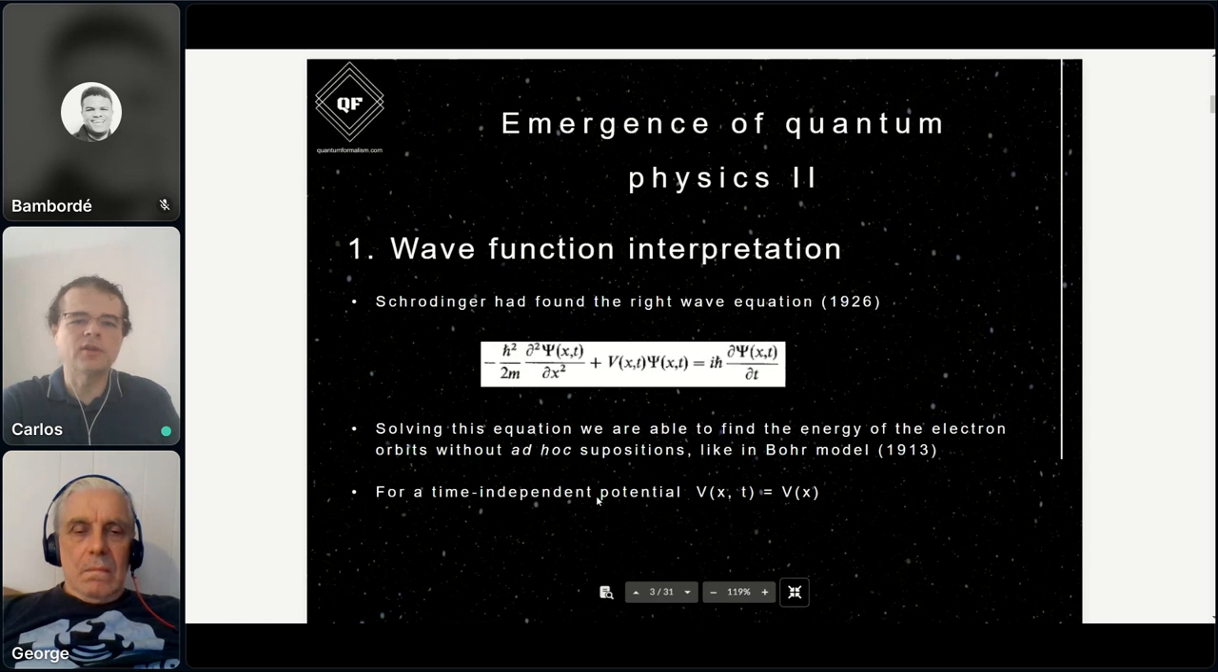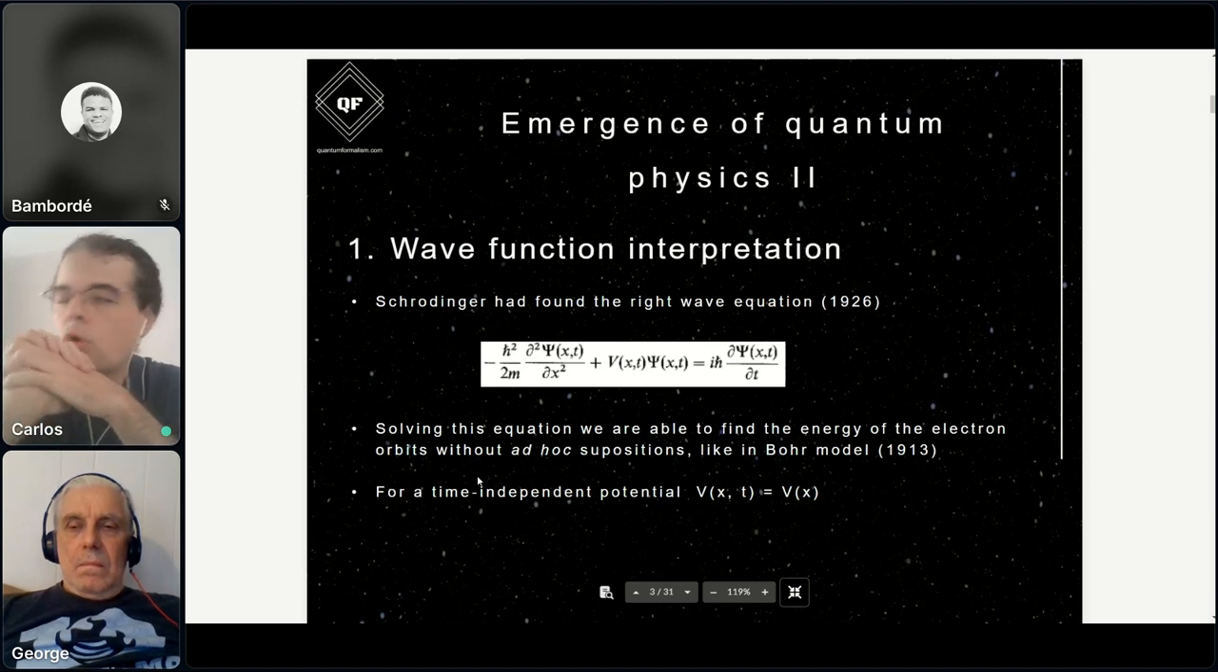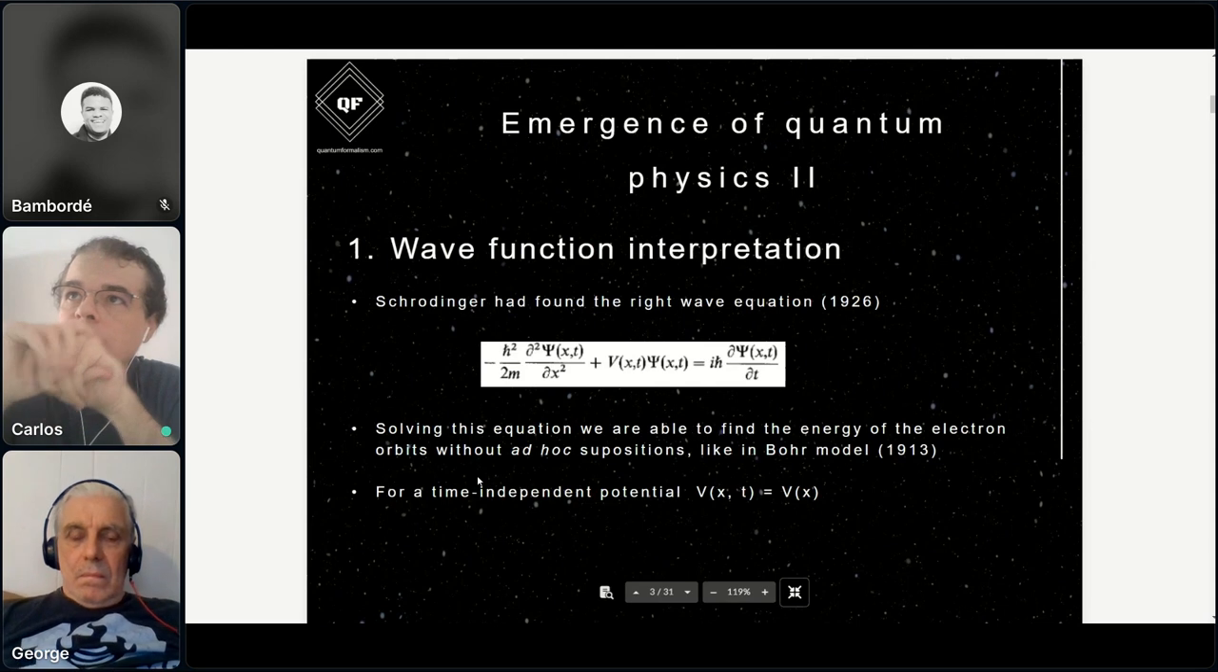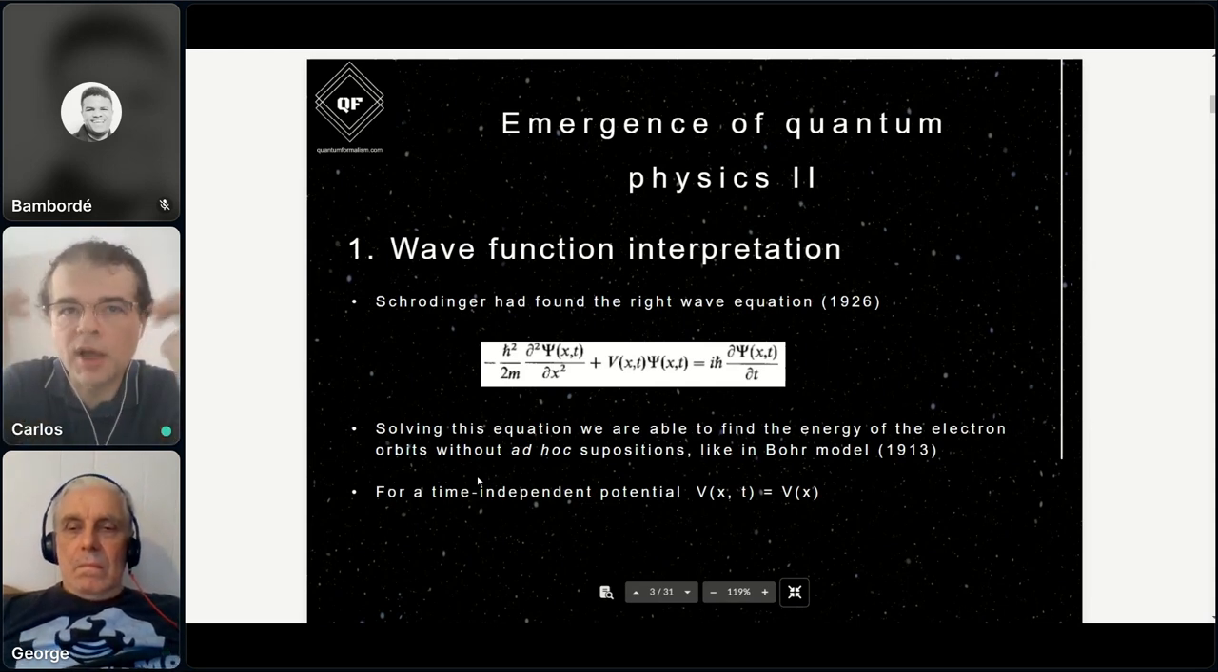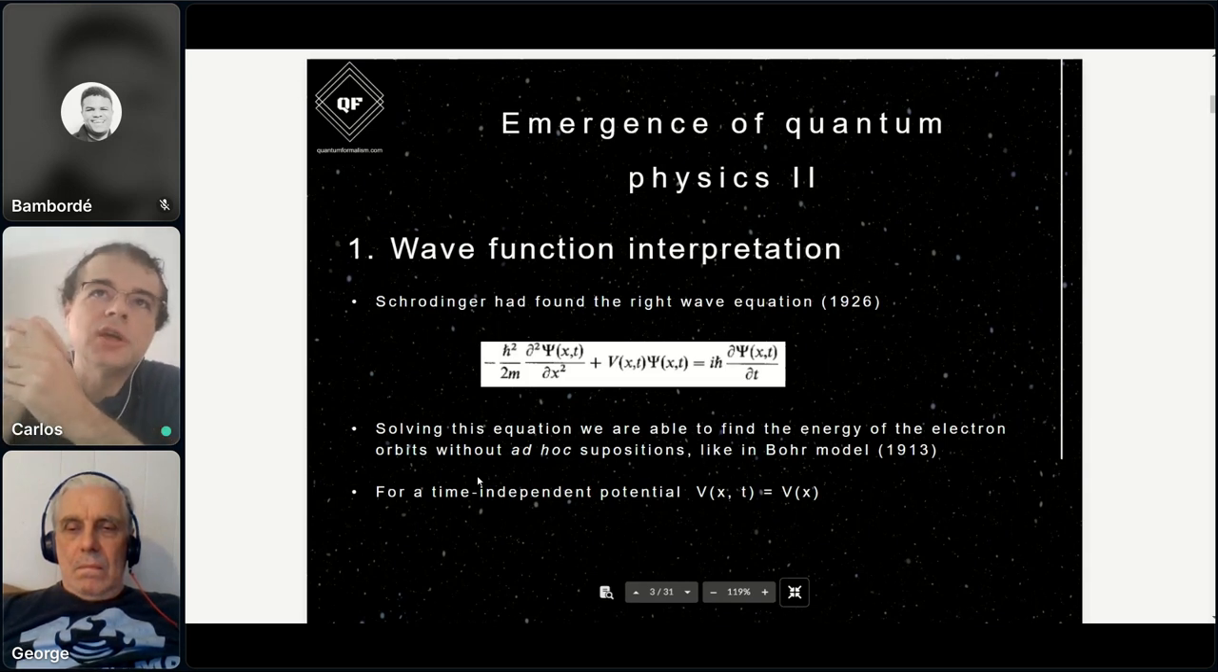A couple of weeks ago, we stopped at the Schrödinger equation, which was found in 1926 by Schrödinger. With this equation, Schrödinger was able to find, for instance, the energy of the electron orbit from the Bohr model. Remember when we talked about the Bohr model, Bohr made a lot of propositions, a lot of rules, with which he was able to evaluate some experimental discoveries from the hydrogen atom.